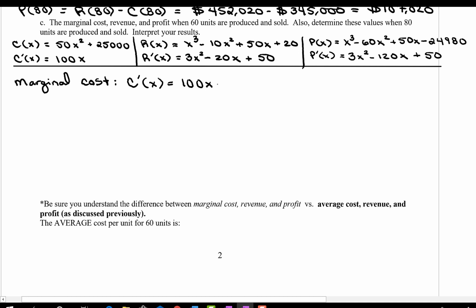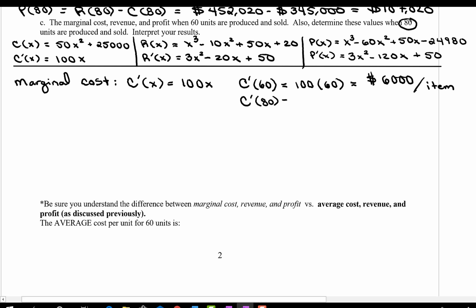C prime of 60 is going to be equal to 100 times 60, which is equal to 6,000. And I'm going to write this as $6,000 per item. Next, I'm going to write C prime of 80. This is going to be equal to 100 times 80, which is equal to $8,000 per item. I've underlined the words marginal cost.